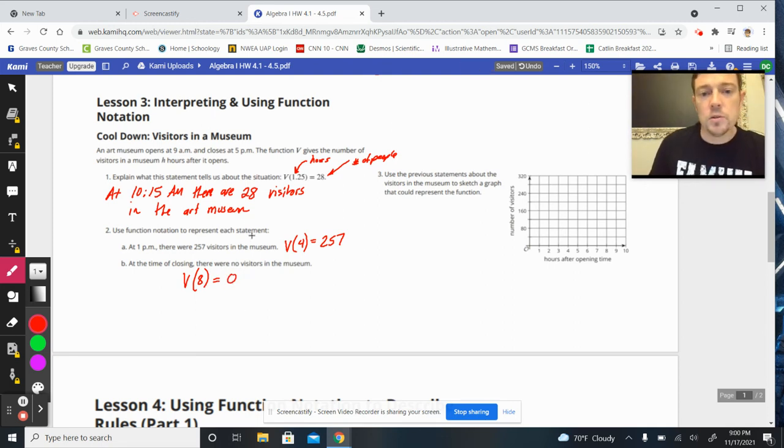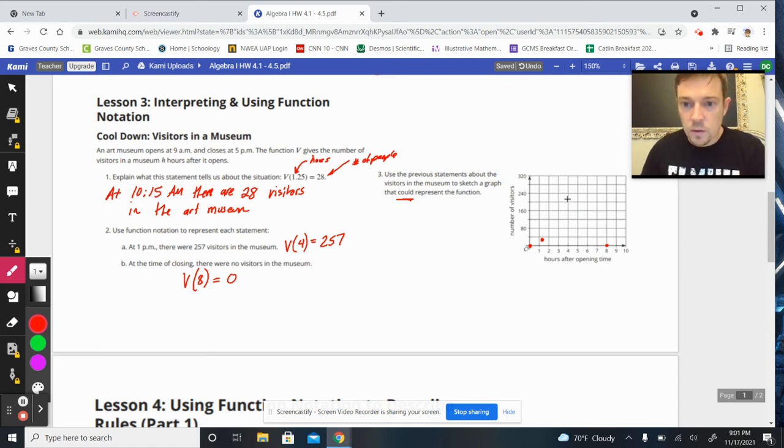So we're going to use this information that we know, and we're going to sketch a graph that could represent the function. We got some non-negotiables here. We know that an hour and a quarter after they open, which would be right about here, they've got 28. This would be 40. This would be 20. So about 28 would be roughly in this area here. We also know that at opening time, there's nobody in there. And we also know at closing time, which is 8 hours later, there's nobody in there. And the other number that we know is 4 hours after they open, there's 257.